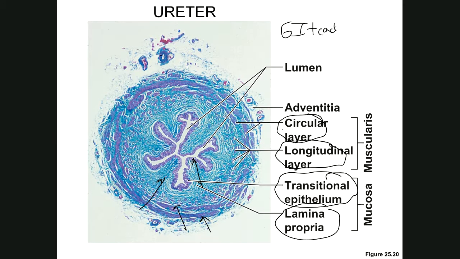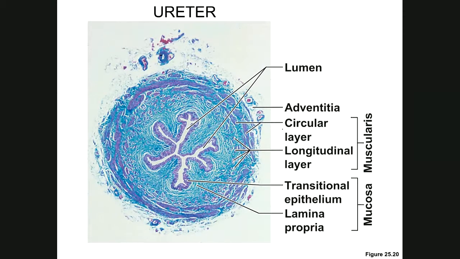And remember, the reason why is because the kidneys and these are retroperitoneal. They're behind the peritoneum. Since they're behind the peritoneum, there's no serous membrane there. So ureters have no serosa. They're similar in some way, I guess, to the esophagus. Just like the esophagus, they have an adventitia, which is this dense connective tissue.